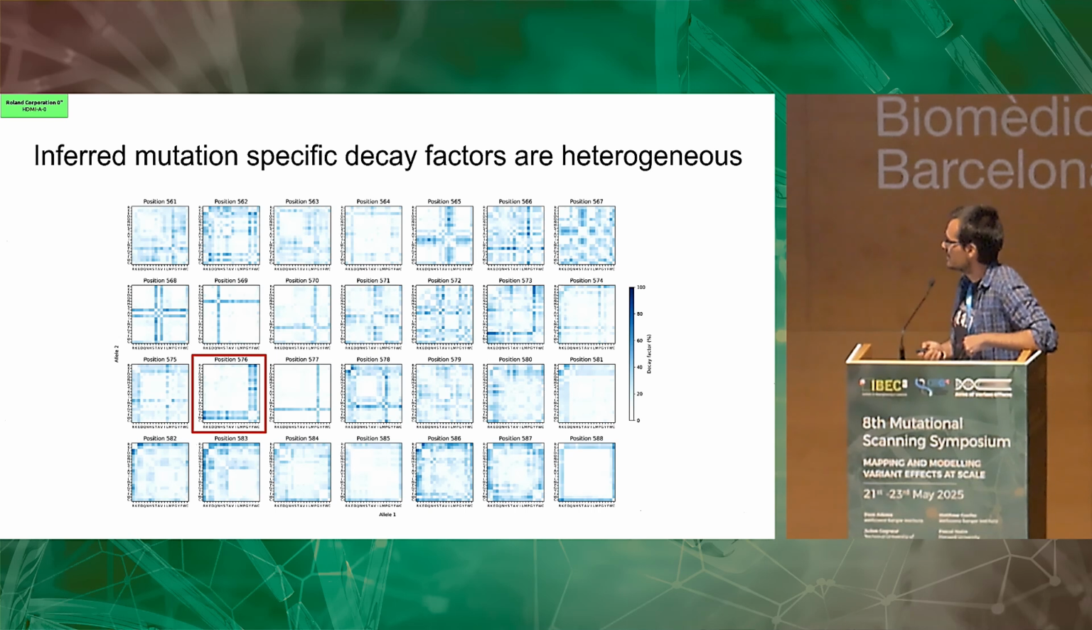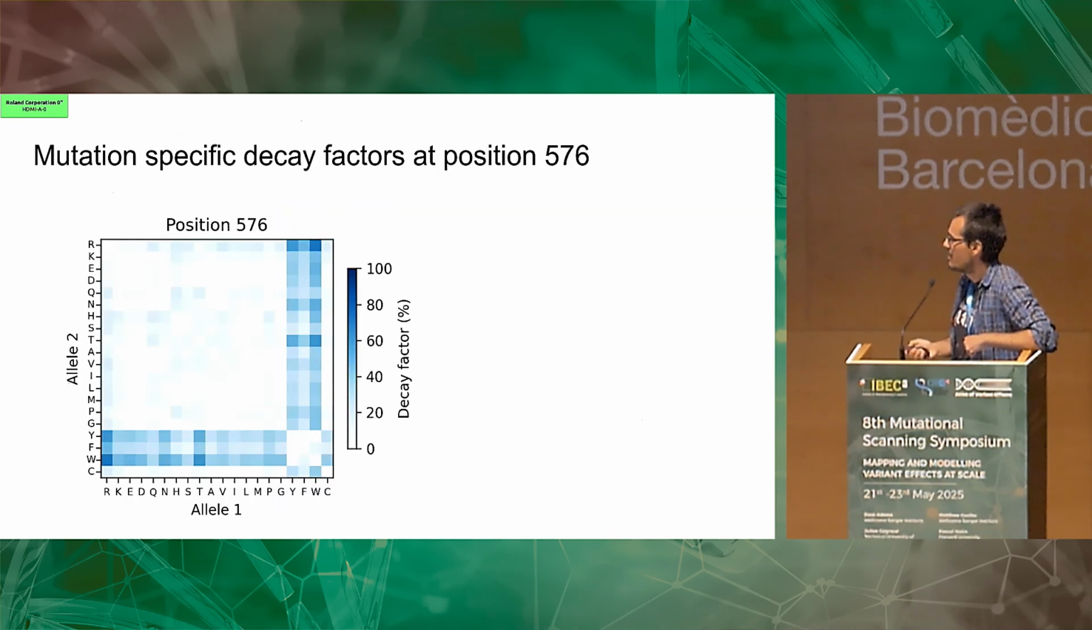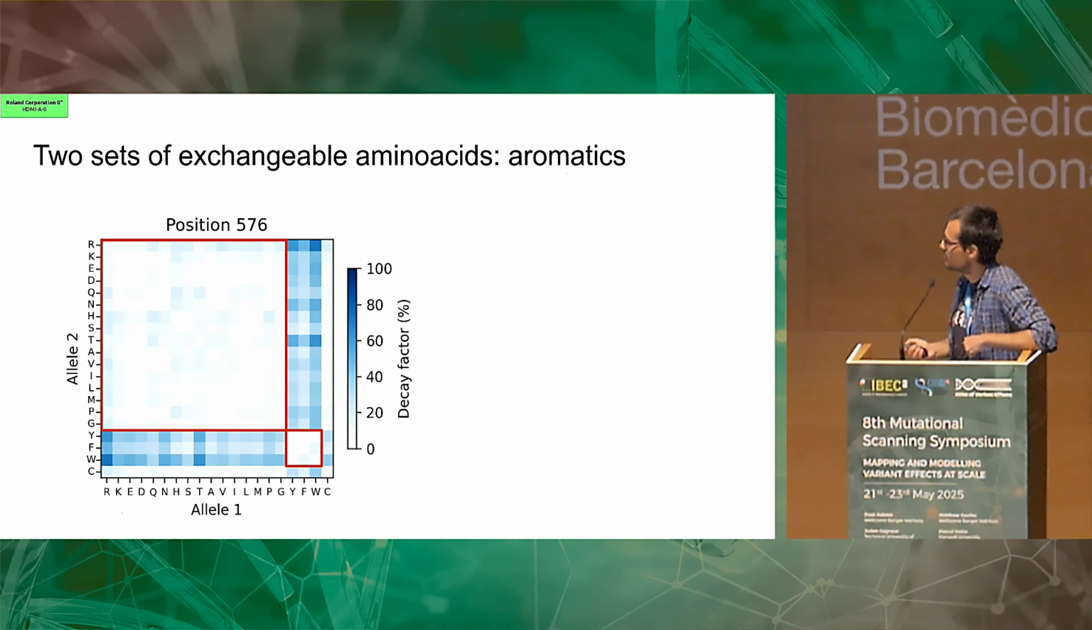Just to show you one example of how this works, we have position 576, where we have a very clear pattern with 2 blocks of amino acids. So whenever this is white, it means that when we make a mutation, the predictability of other mutations doesn't change, so we can make any mutation in this cluster or in this cluster, and we would basically have the same effects of mutations. But if we make a mutation going from one cluster to another, then the predictability changes.